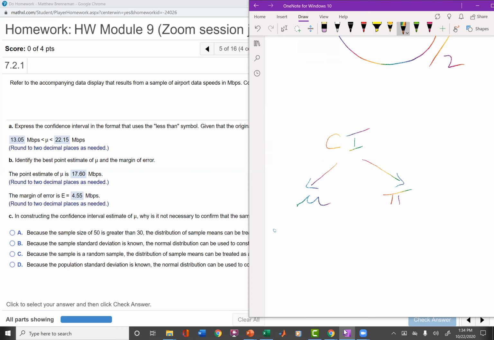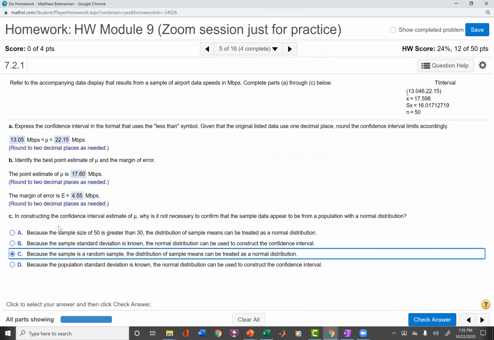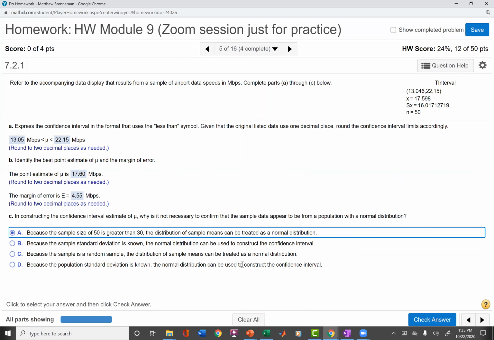You needed a random sample for the population mean. And then you had your choice. You could either have a large enough sample size, and usually 30 suffices, or the variable itself that you're looking at would come from a normal distribution. And so the question is asking, well, why didn't you check that it came from a normal distribution? And the answer is, I had a large enough sample size. I didn't have to worry about that. And so we got A.